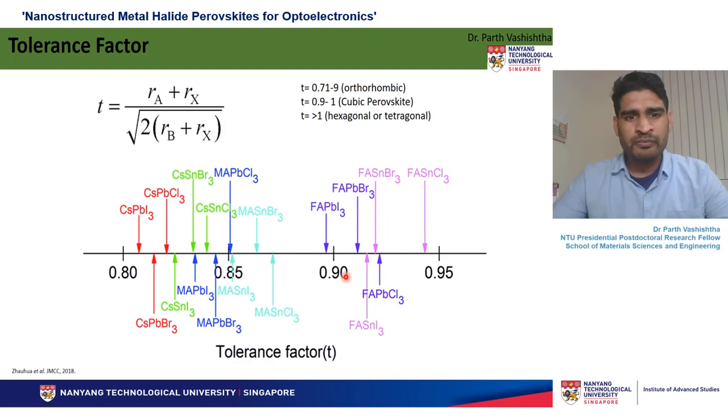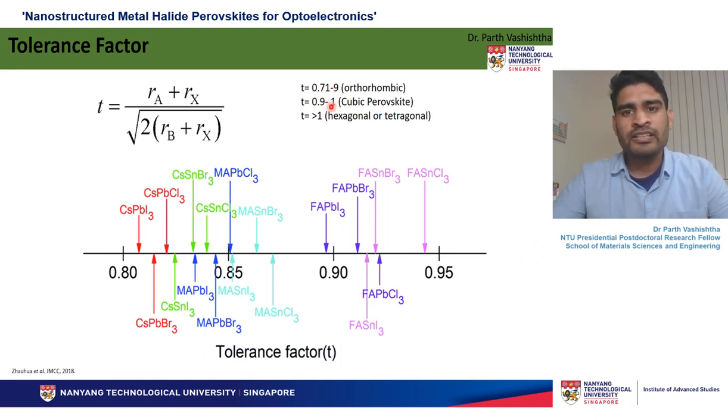So how do we define if a perovskite is in the perovskite domain, like is actually in cubic perovskite structure or orthorhombic perovskite structure? Before we can even make the material, we can calculate the tolerance factor, which basically just needs the ionic radii of each of these cations. Any material which has a tolerance factor less than 1 comes under perovskite, and if it's 0.9 to 1, it's cubic perovskite. For example, you can see here FAPbBr3 and MAPbBr3 and all these materials.